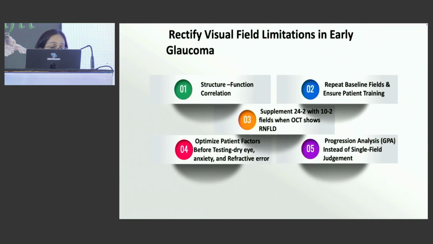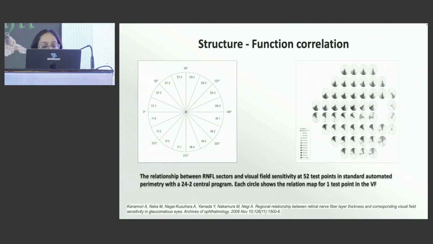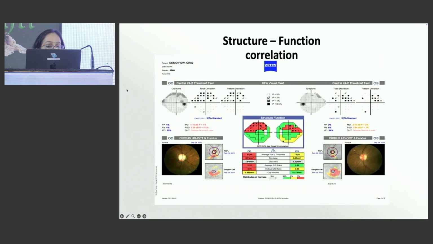So how to rectify this? Better to always correlate structure with function. Repeat baseline field, supplement it: if you are taking 24-2 and you see any defect in the OCT, better to do a 10-2 also, and always optimize patient factors like dry eye, anxiety, refractive error, and also do multiple tests and analyze progression if you have any doubt. So I'm just telling the structure function correlation.